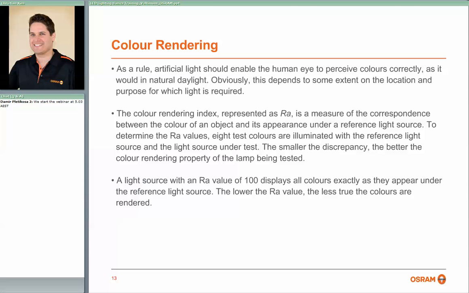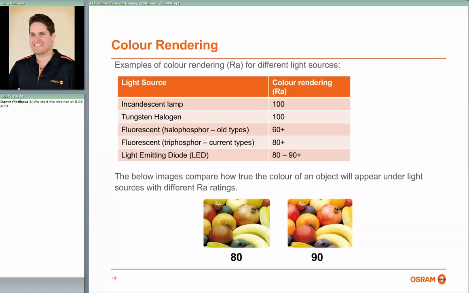So some typical color rendering numbers would be 80 for fluorescent lamps and LEDs and so on. The effects of color rendering can be seen in this image down here, for example. Color rendering of 80 compared to a color rendering of 90, where the reds and the yellows might be a bit more pronounced. You can see a visual difference there in the two, under the two different light sources.